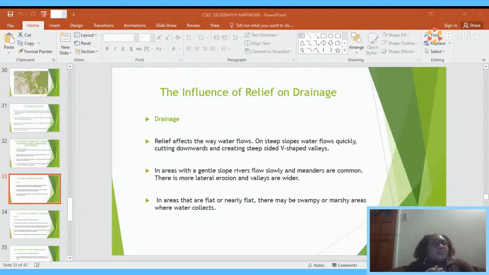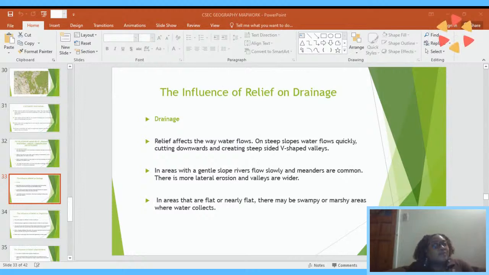So one way in which you can tell on your map that relief has influenced the drainage, you will look for V-shaped valleys. And how can you identify V-shaped valleys on your map? On your map, you would see a river, and then on either side, you would see the contours closely together on either side.